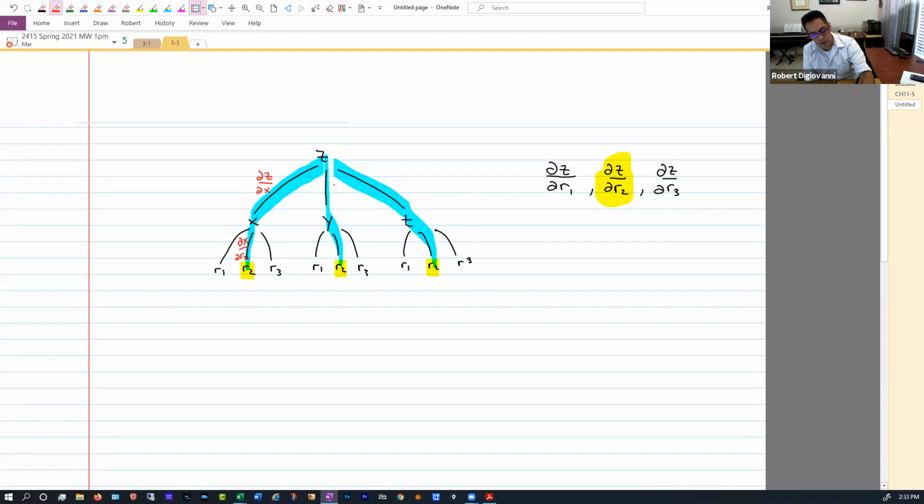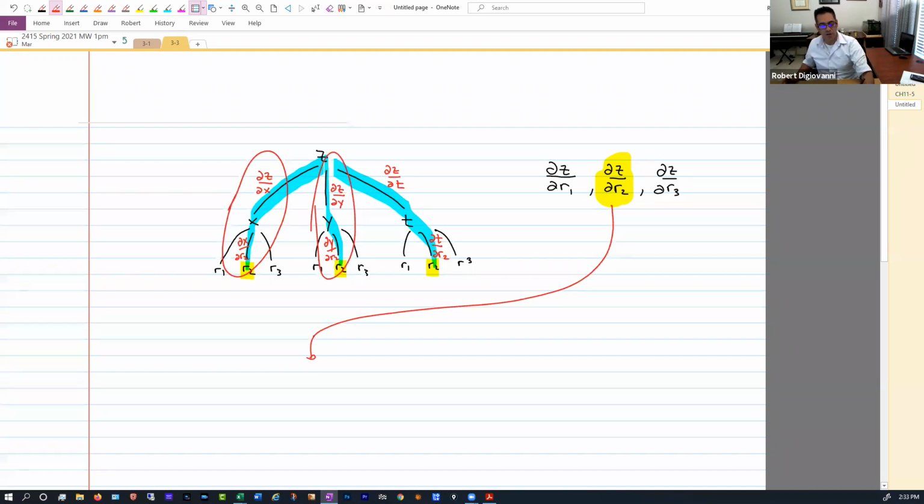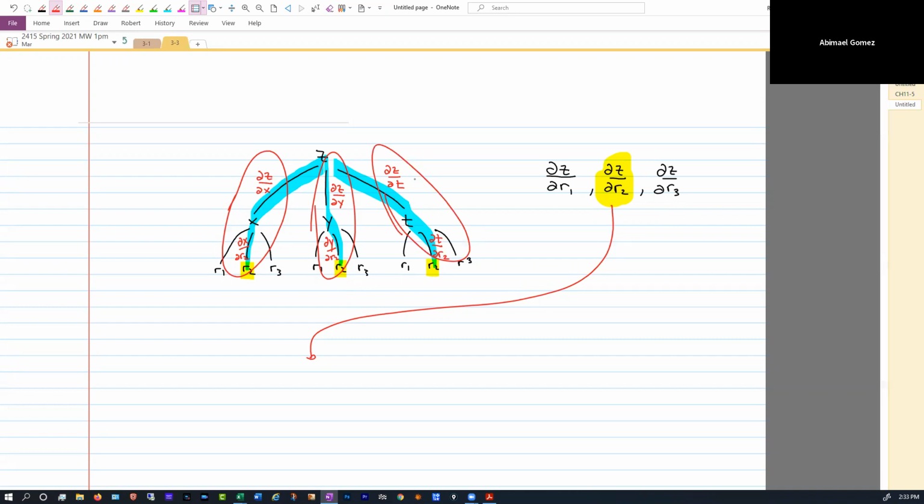And then when I go down the middle branch, it's partial z with respect to y, and then partial y with respect to R2. And then down the other branch, partial z with respect to t, and then partial t with respect to R2. So this would become those 2 multiplied plus those 2 multiplied plus those 2 multiplied. Does that make sense? Yeah? Yes. Okay.